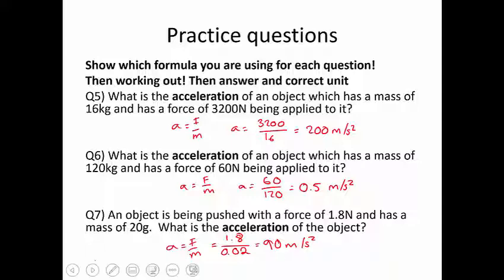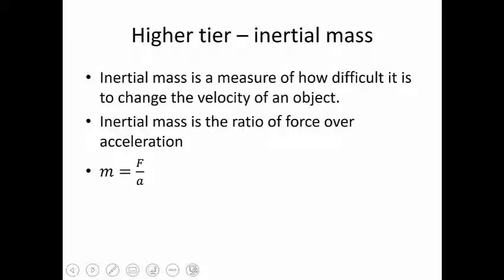Okay, what we're going to do now is just this little bit for higher tier. So for higher tier only, inertial mass is how difficult it is to change the velocity of an object, and it's equal to the ratio of force divided by acceleration.